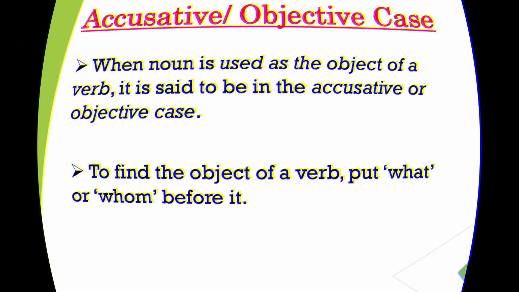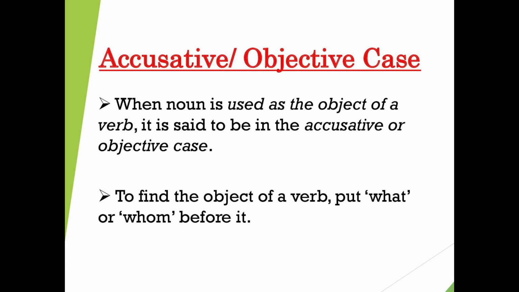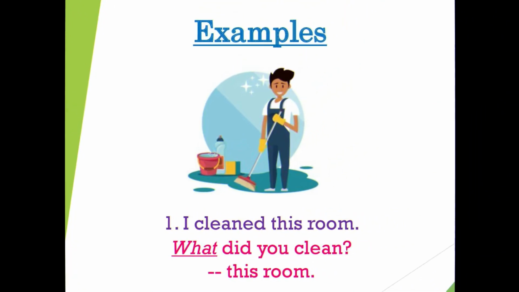The other kind of case is accusative or objective case. Now, when the noun is used as the object of a verb, it is said to be in the accusative or objective case. Simply, when noun is used as an object in a sentence, it will be known that it is in objective or accusative case. And how can we find it? To find the object of a verb, put what or whom before it. To understand it clearly, let's have a look at the examples.